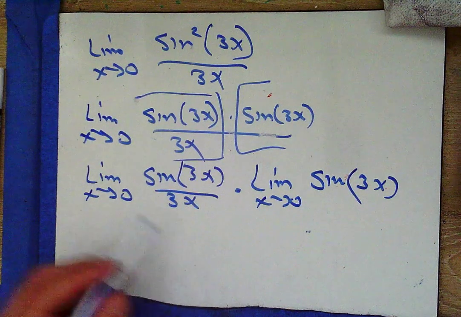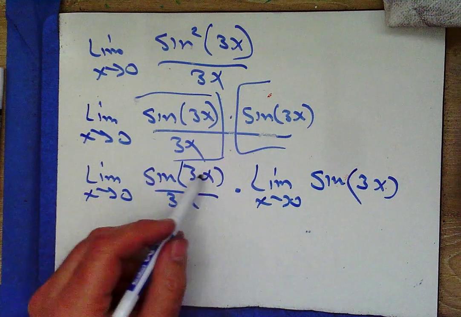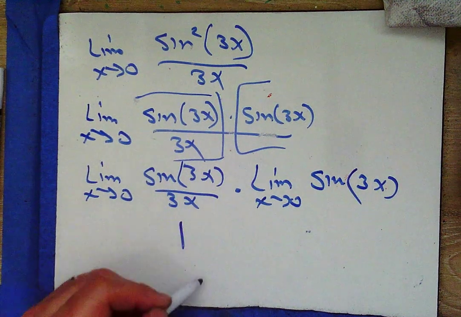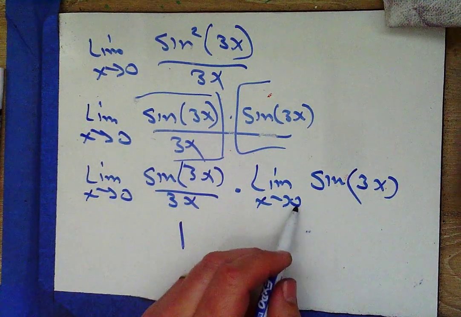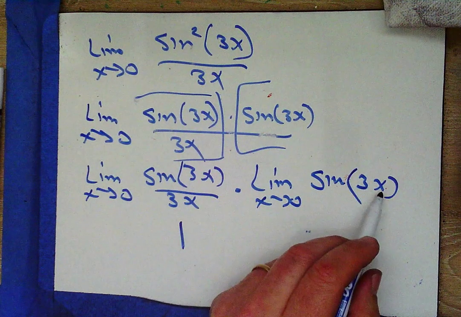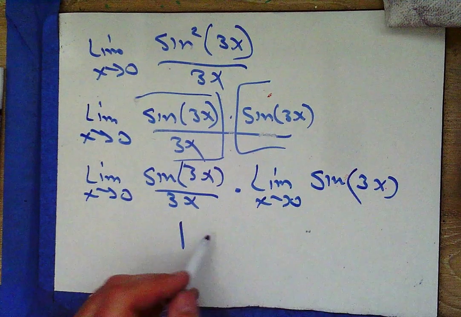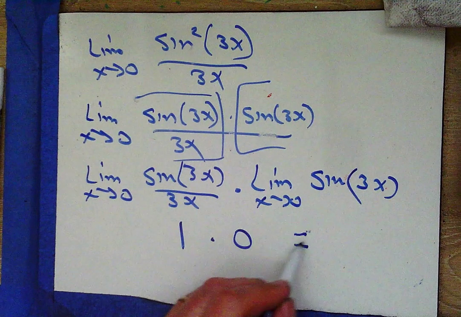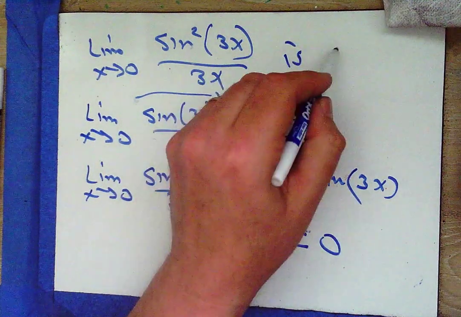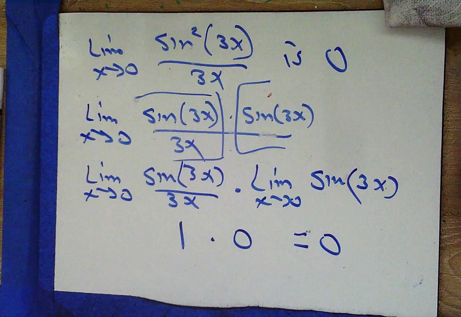Now, what did we say the limit as x approaches 0 of sine u over u was? 1. And what about over here? Can I do direct substitution? 3 times 0 is 0. The sine of 0 is 0. Yes. And so I get 0. This limit is 0. All right?